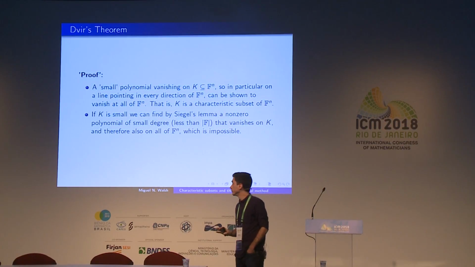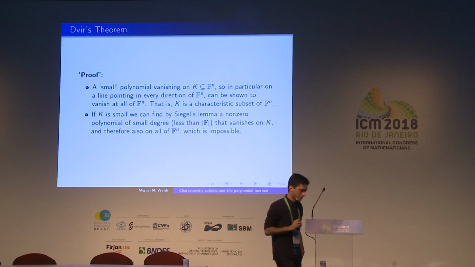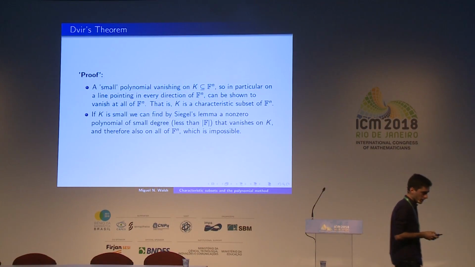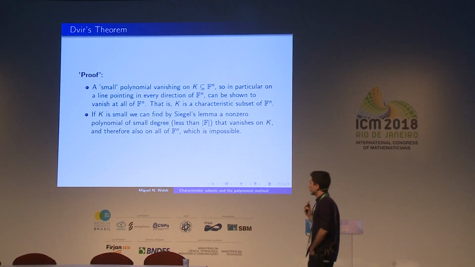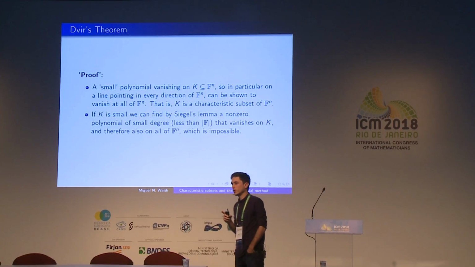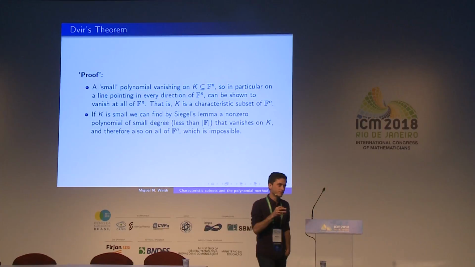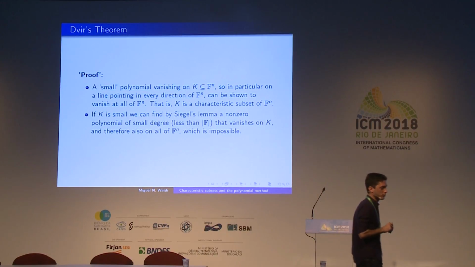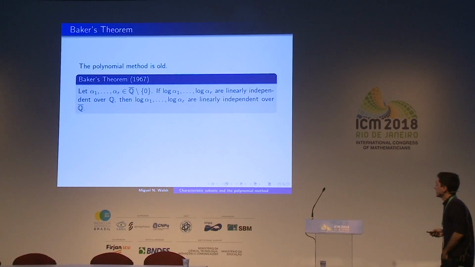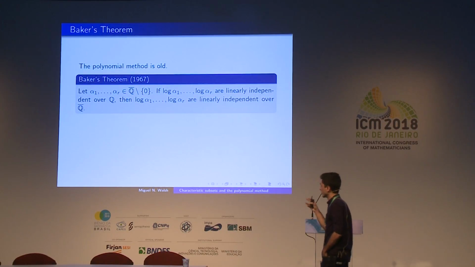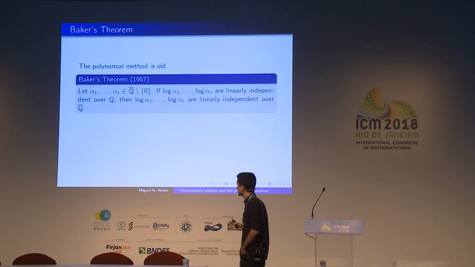It's an extremely simple proof, even though the problem had been open for a while. And it uses this two-step approach that I told you. So what I want to do is to compare this proof with the most different result I can find that uses the polynomial method, which is also an old result, and it's Baker's theorem, at least one of its basic forms. So the polynomial method is old.